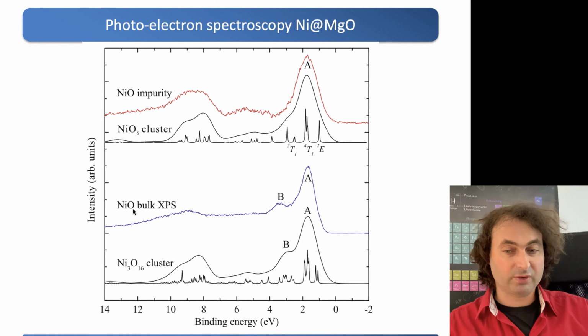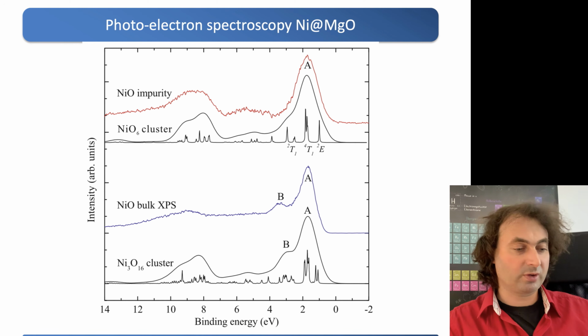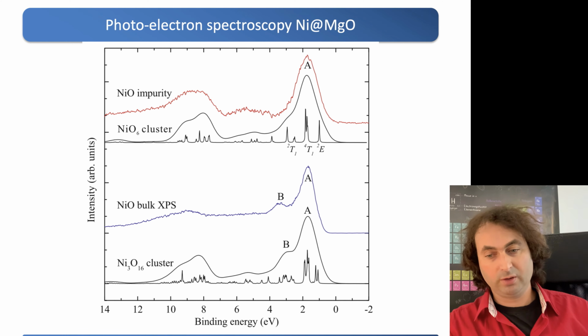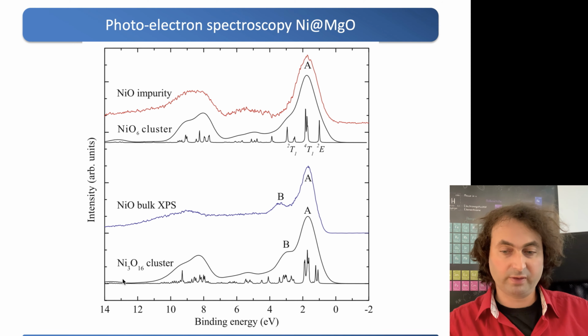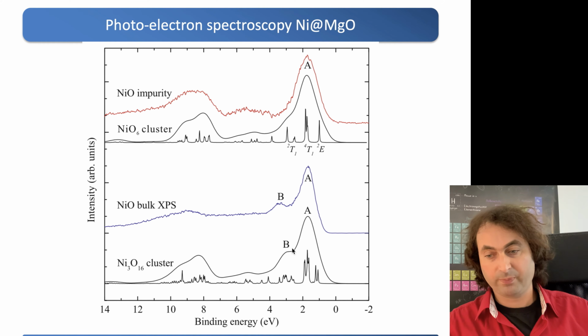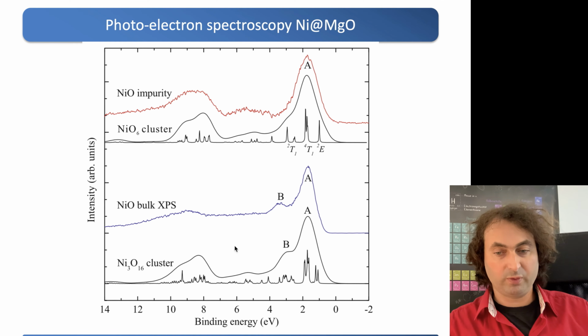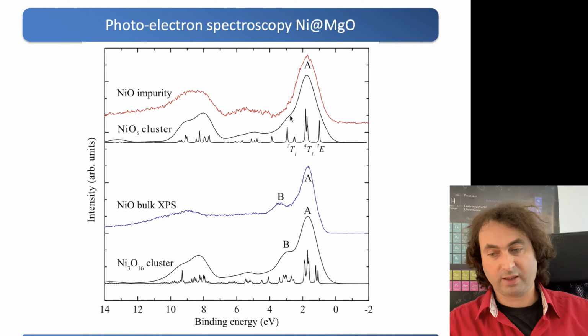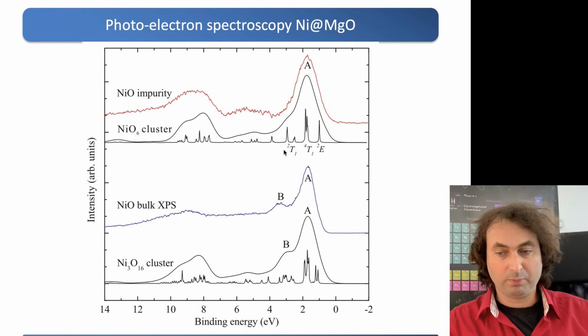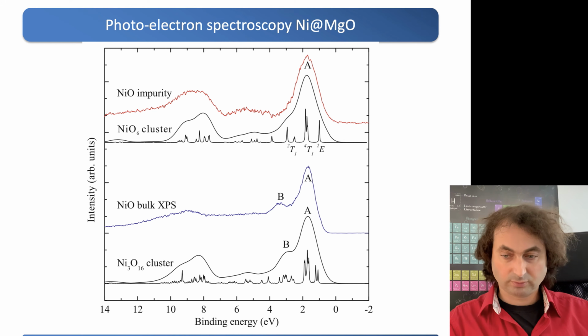Now the nice thing about nickel is that because it's only 2 holes, you can make your cluster bigger, so you can extend beyond the standard ligand field theory calculations, and you can put in a cluster with, for example, 3 nickel atoms. And now you see that the agreement between the experiment and the theory for the bulk nickel oxide is getting better. The peak B that we have here, that is absent for a single impurity, and in the single impurity calculation becomes visible when you go to extended clusters.